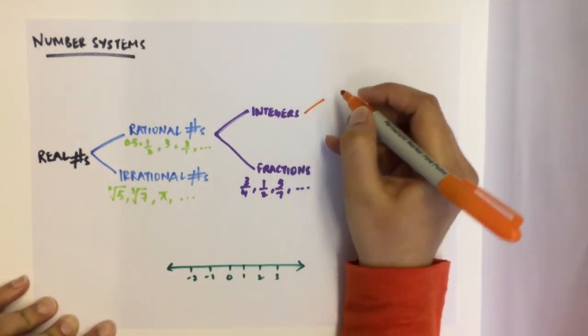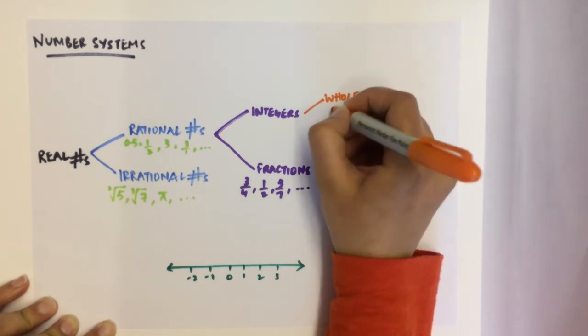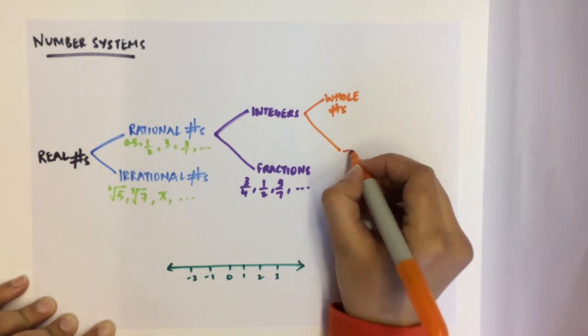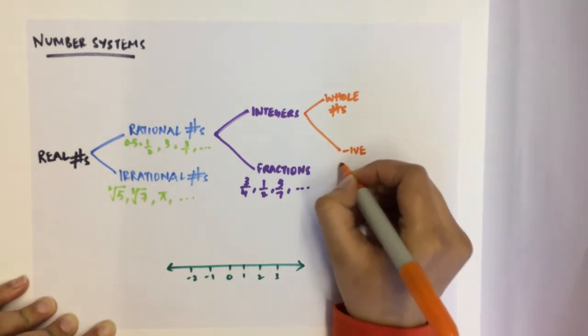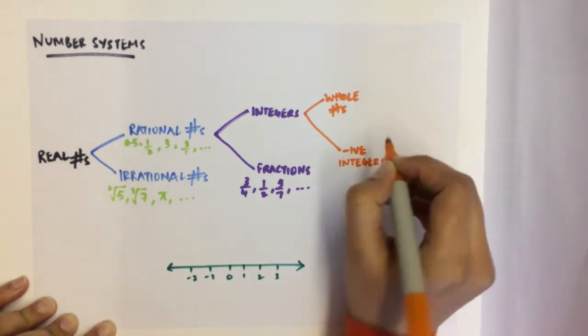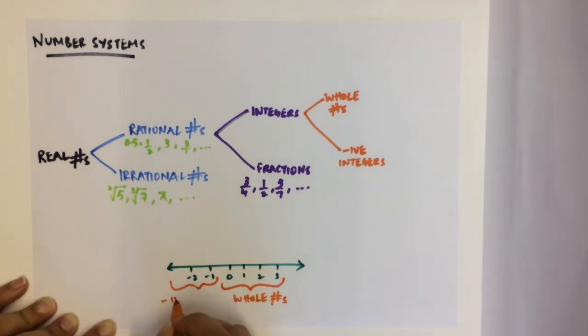Integers can be further categorized into whole numbers and negative integers. Let's come back to the number line. These are whole numbers and these are negative integers.